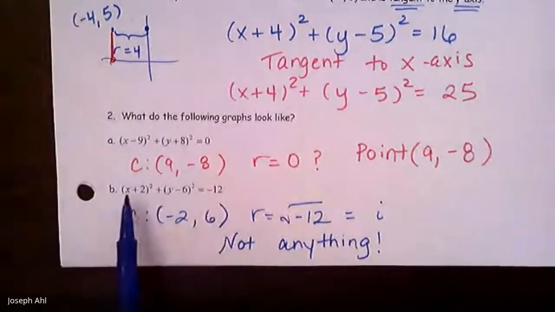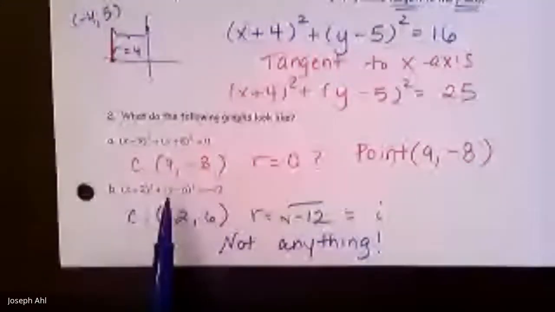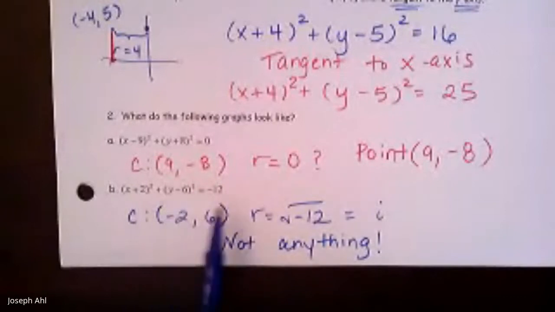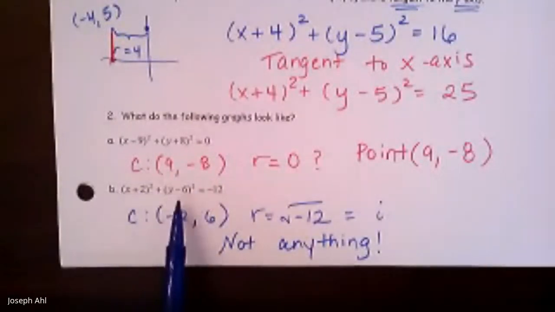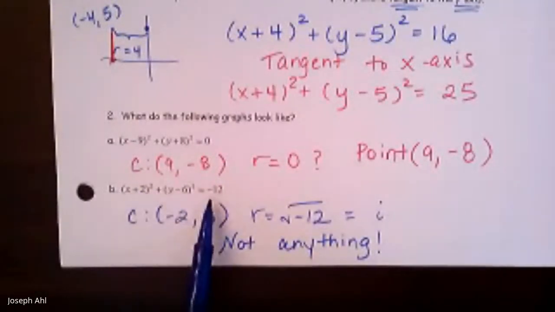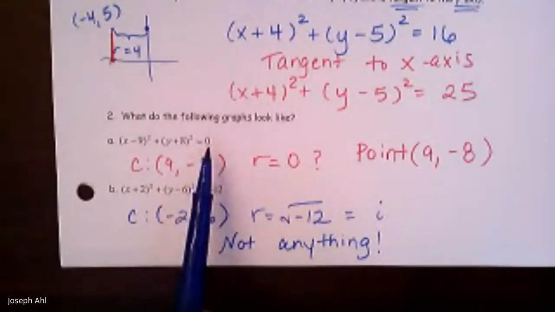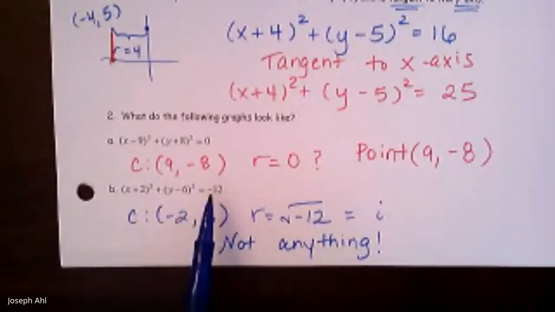I can't plug in anything for x or y and get that the sum of those two squared numbers would be -12, right? Squaring a number makes it positive, adding two positives. No way we're ever going to get -12. So this is actually not an equation of anything. It looks like a circle in disguise. If it equals 0, it's a point. Equals a negative, it's nothing. If it equals anything positive, whether it's a perfect square or not, that would be something we could say is defined by a circle then.